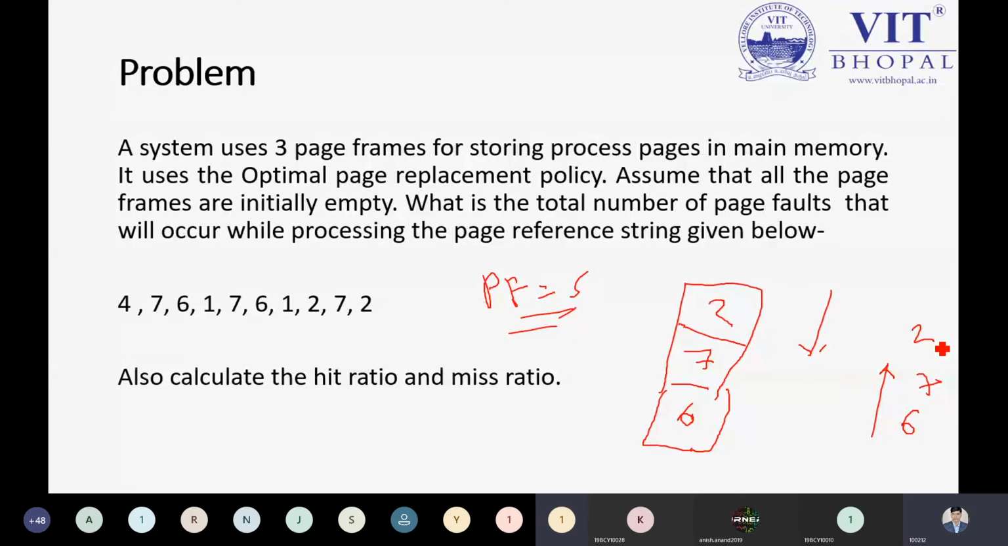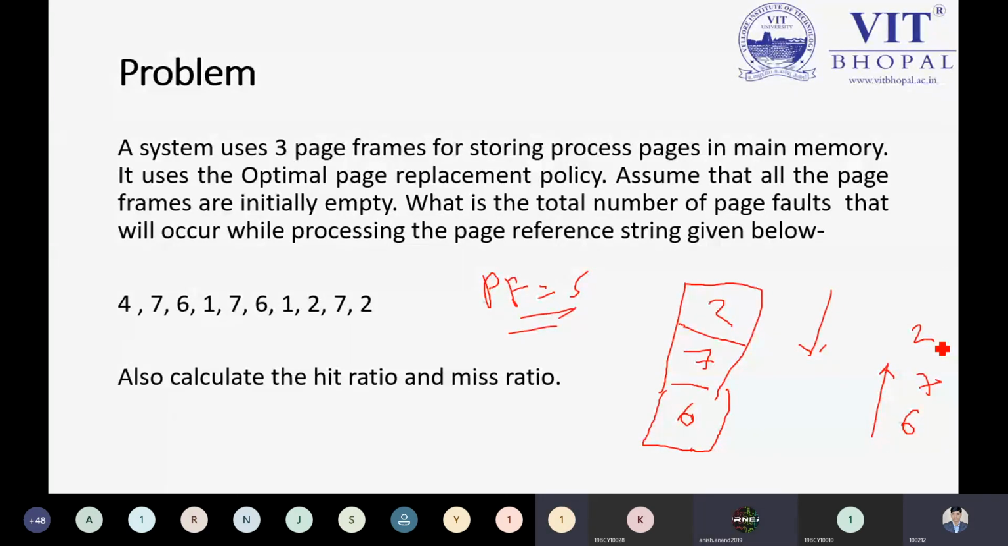Sir, there are two possibilities. Apart from 276, we can replace any of two pages in the seventh step. So 276 is all right, but we can replace 6 also, so the answer can be 172. There can be two answers in the optimal page replacement algorithm. Answer may vary. This is the point.